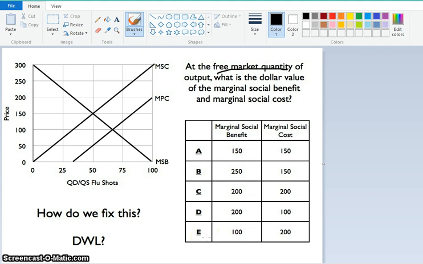Then contact me if you want to know the right answers and check yourself. If you're really confident, check with a neighbor. Make sure you're good to go. So follow your calendar here, and you should be done with externalities today.